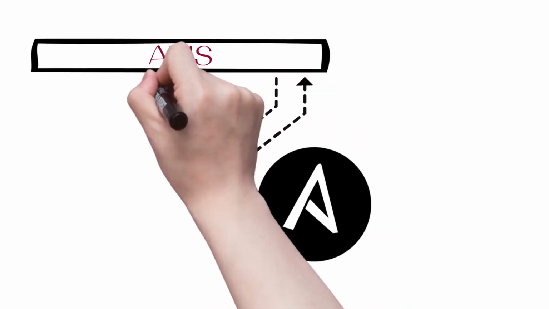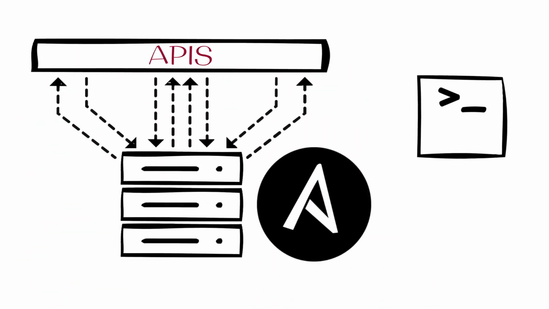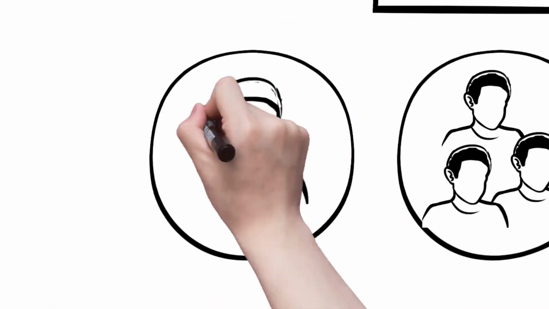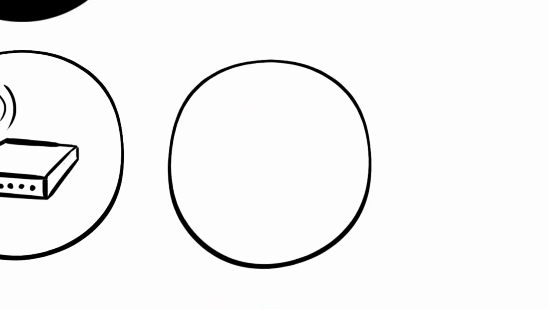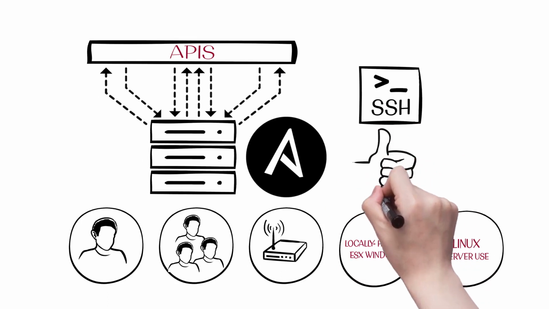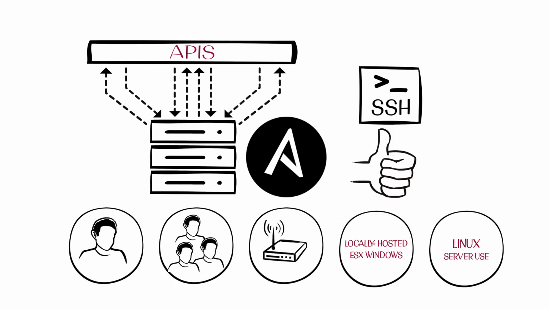Moreover, Ansible is entirely agentless. It functions directly by connecting nodes within a system through the industry default SSH protocol. The same protocol public and private cloud platforms, networking equipment, and locally hosted ESX, Windows, and Linux servers use, making Ansible a perfect fit for all IT automation needs.